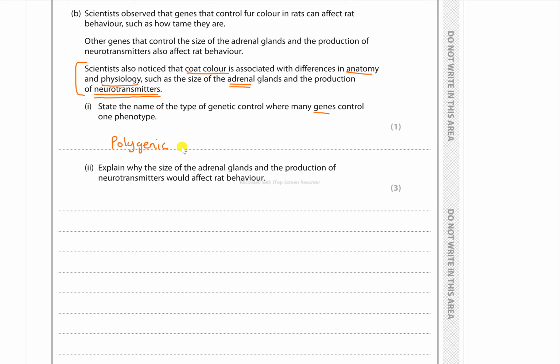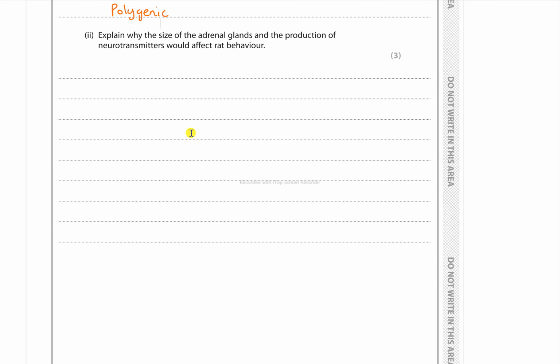Okay, let's keep going. Number 3, sorry, it's a 3 marker. Explain why the size of the adrenal glands and the neurotransmitters would affect rat behavior. Okay, so we can say bigger adrenal glands means more adrenaline produced.